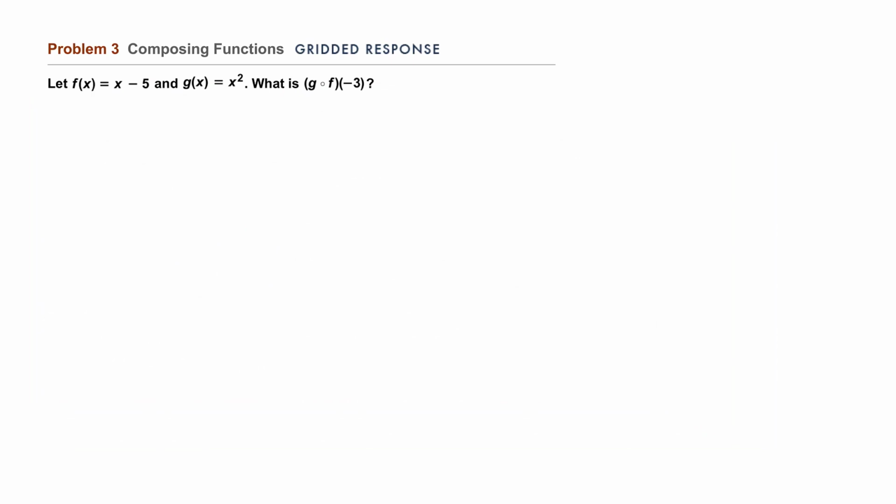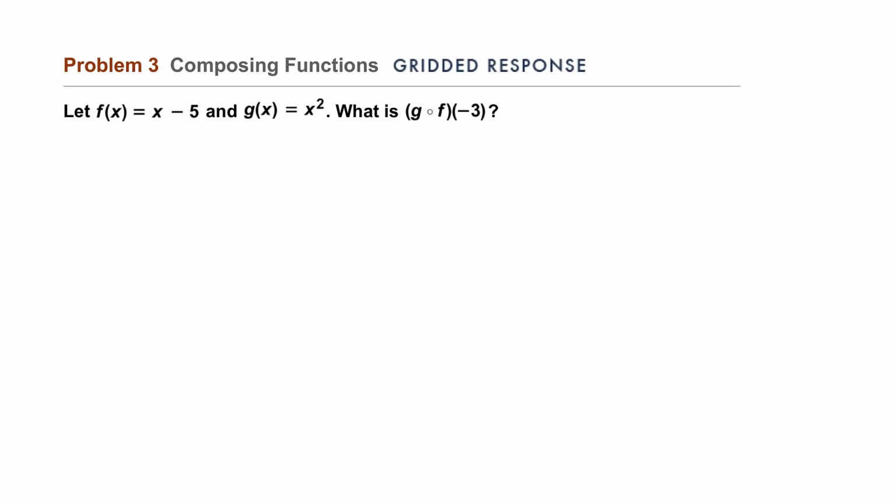Problem 3. Composing functions. Let f of x equal x minus 5 and g of x equal x squared. What is g of f of negative 3? Well, we can use two methods. First, method 1. G of f of x equals g of f of x. In this case, that's g of x minus 5. Note x minus 5 comes from the function f of x. We're placing that into the input place for the function g of x.